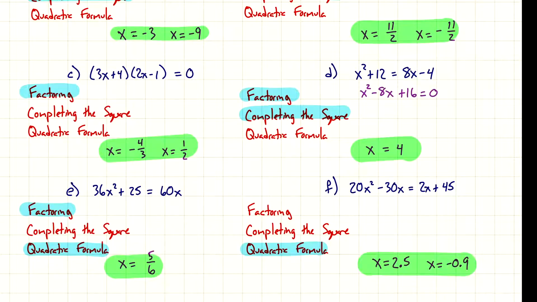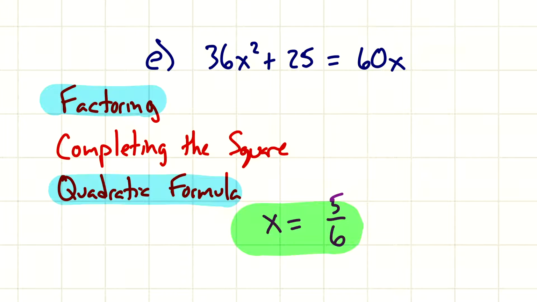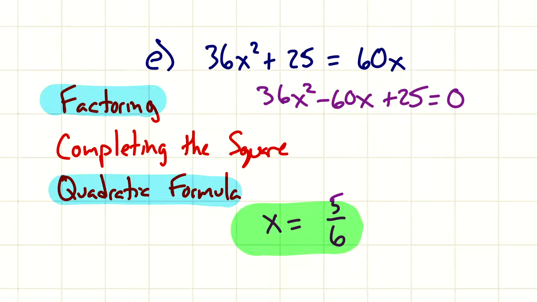And then the last two, I'll zoom into this one. So for E, same thing, it needs to be rewritten. So I would probably rewrite this as 36x squared minus 60x plus 25 equals to 0. So there's a lot of big numbers here. Most people would be intimidated by this. One thing that I do notice is 36 is a perfect square, 25 is a perfect square.